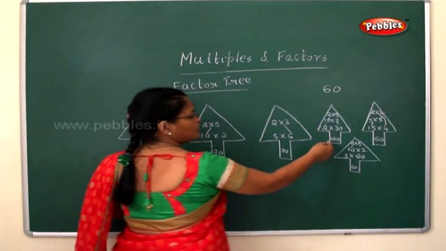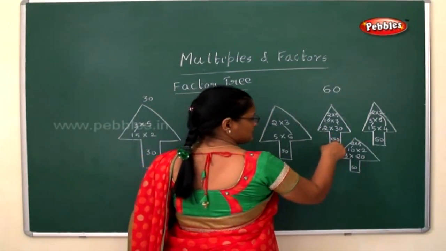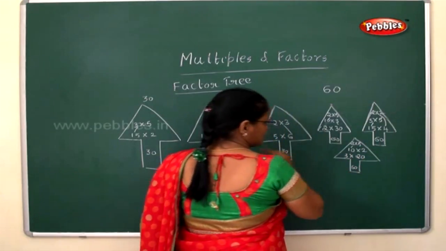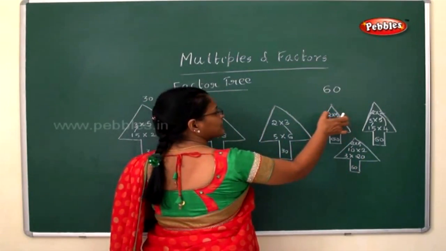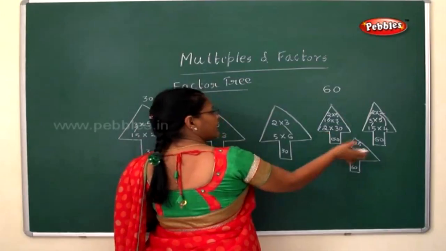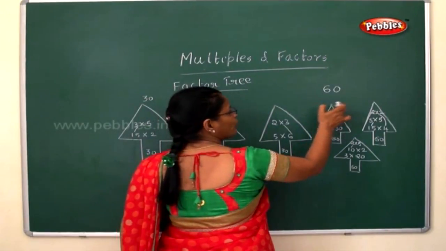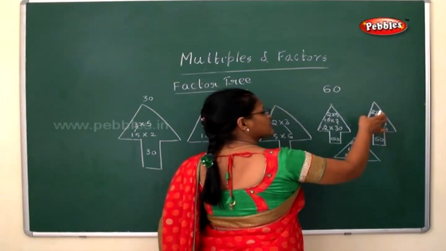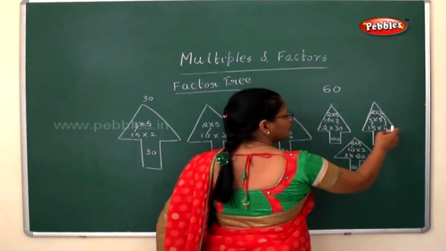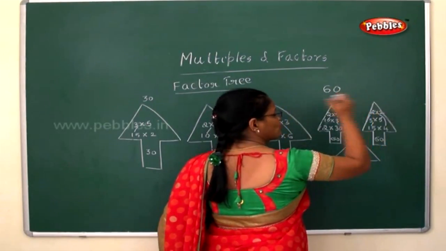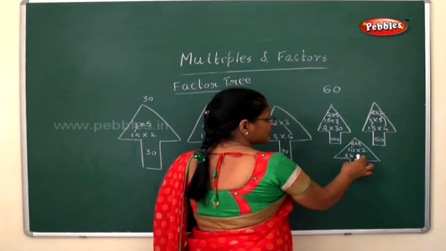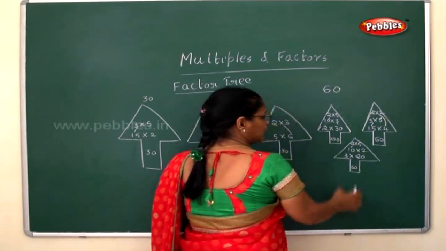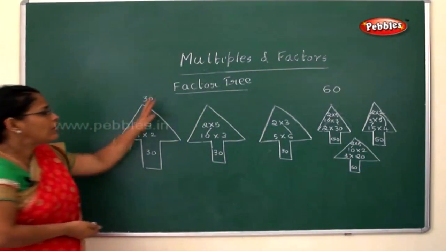Now again I'll repeat. See, the number 60: 2 thirties are 60, 15 fours are 60, 3 twenties are 60. This 30 again can be split into 10 threes. Again this 10 can be split into 2 fives. Now for 15 fours, this 15 can be split into 3 fives. This 4 can be split into 2 twos. This 20 can be split into 10 twos. This 10 can be split into 2 fives. So this is what you call a factor tree.